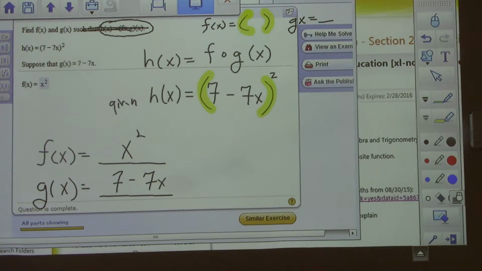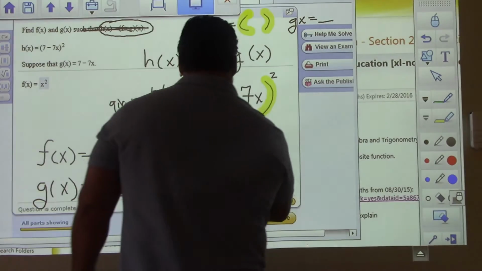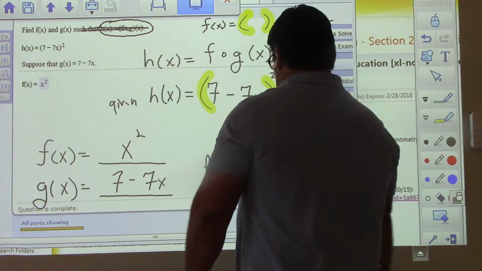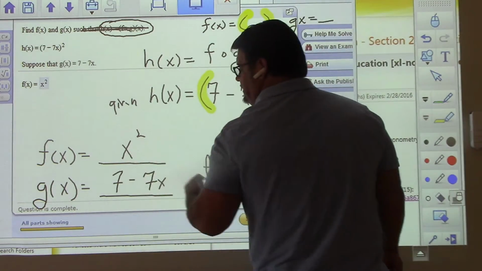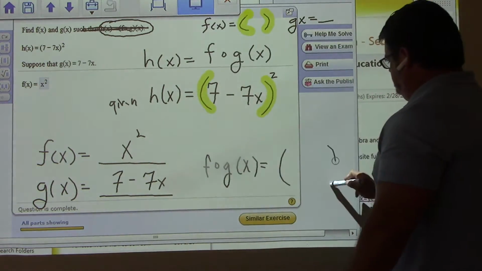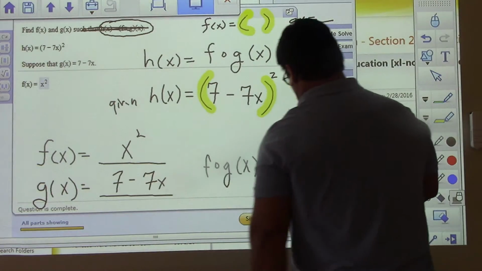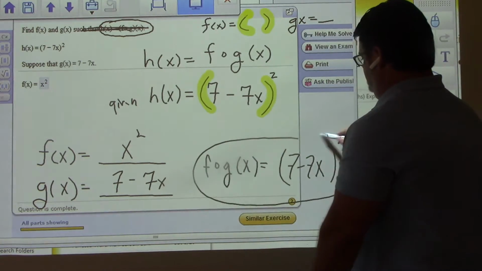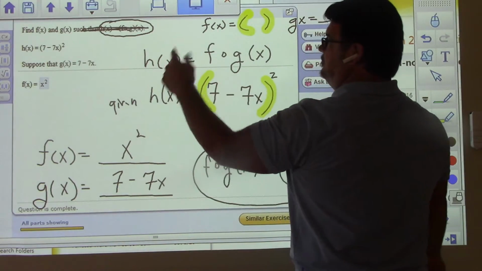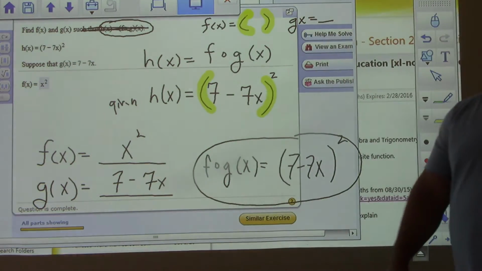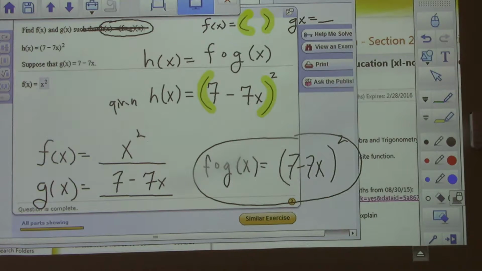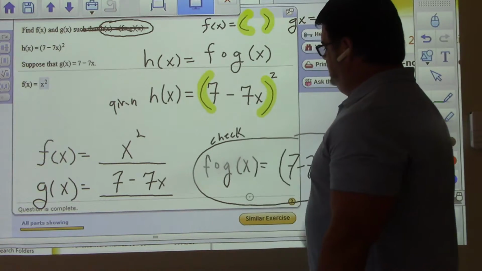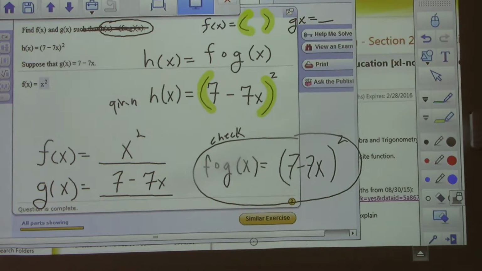To check it, do f composed of g of x. How do you do f composed of g? You rewrite f of x as a set of what? Parentheses. And then what do you do with g? Put it in the parentheses. That gives you h of x. So you got to go backwards. This is a check. This is your answer.